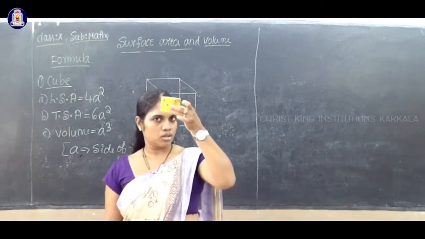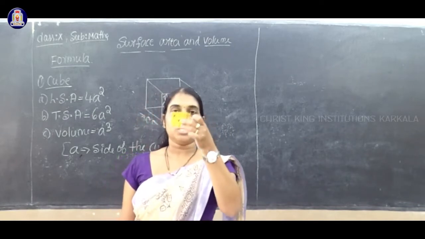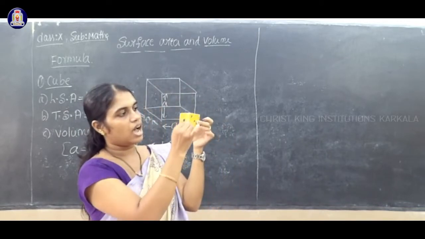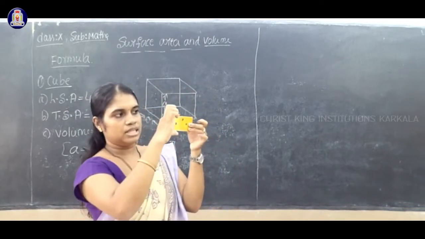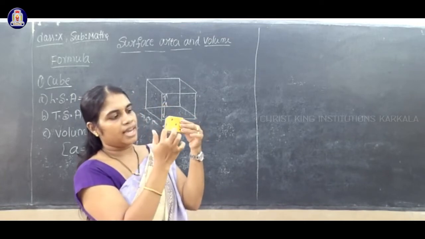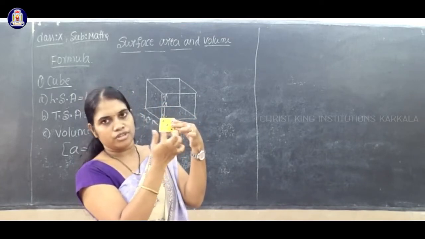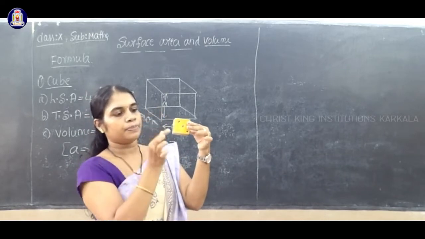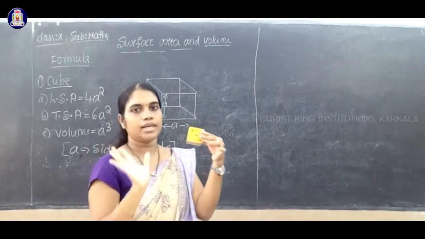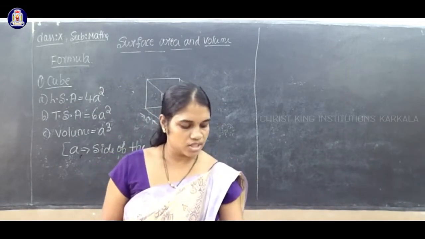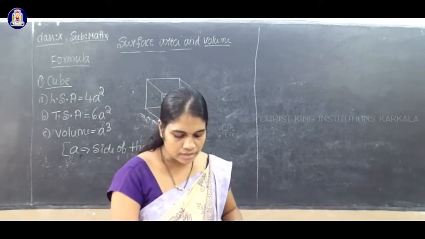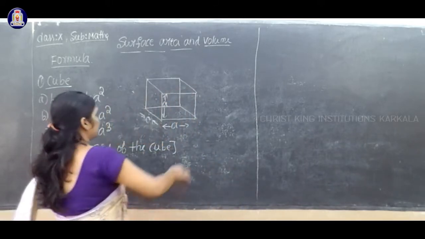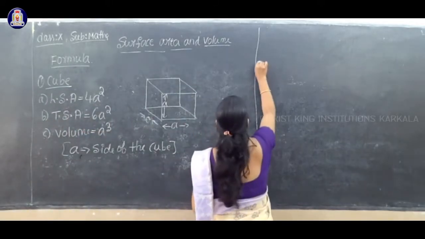So here this is a cube. In the case of cube, all the sides are equal. See, this is the height of the cube. Again, this is the length of the cube and this is the breadth of the cube. Height, breadth, length, all are equal here. So this is about the cube. Next we will discuss the cuboid, the second solid.